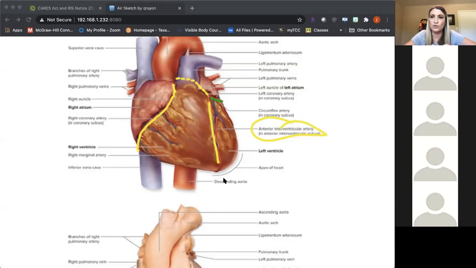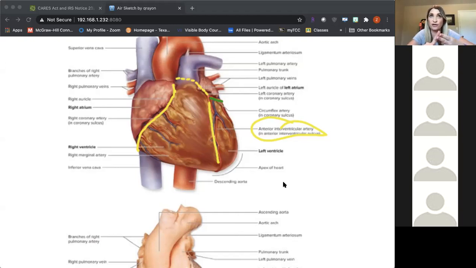So the arteries and veins that I have mentioned are the ones that you need to know. There are some other ones that you might see, but they're not labeled. Just know these for the coronary circulation.